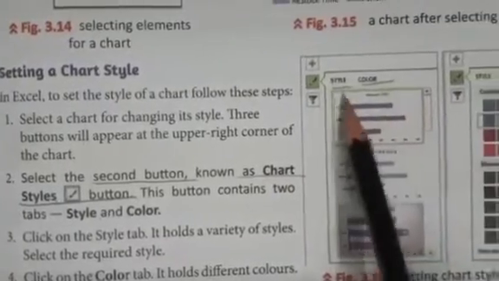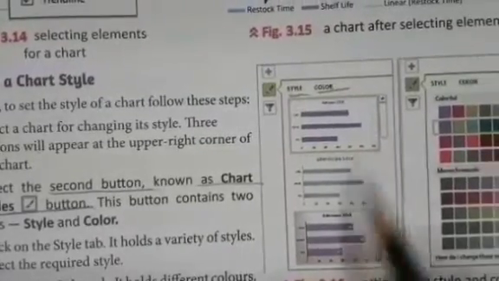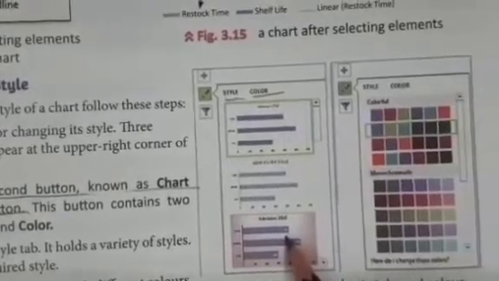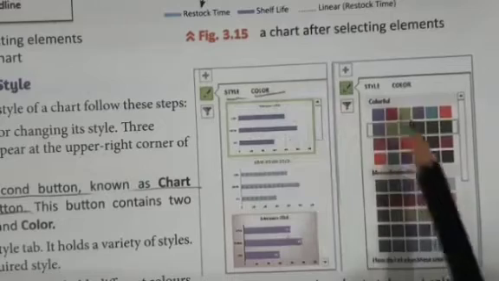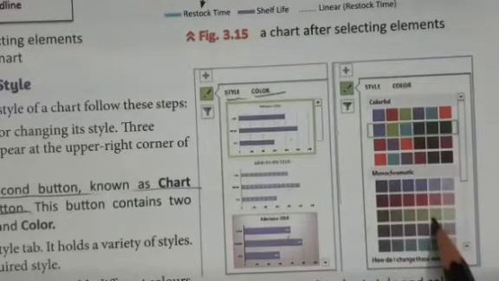So click on the style tab. A variety of styles are there. Select the required style for your data. And you can also choose by selecting the color tab. Select the required color for the chart.